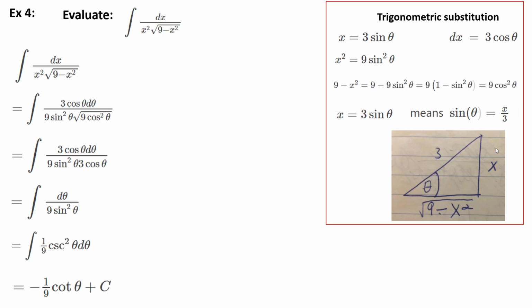So the opposite side is x, the hypotenuse is 3, and then the adjacent side is the square root of 9 minus x squared. The missing side of the triangle is always going to be whatever is under the radical term. It's just the way these are cooked up. So if you want the cotangent of that angle, it's going to be adjacent over opposite, or square root of 9 minus x squared over x. And then you got the negative 1/9 plus c.